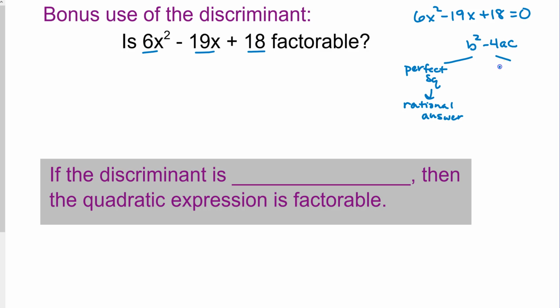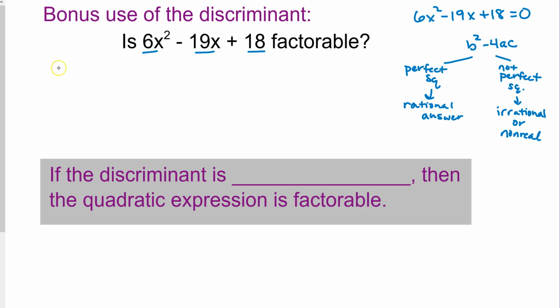Now, if it's not a perfect square, then that tells you it's not going to be factorable because you have some other radical like square root 11 or square root 31 or something, and that is irrational or non-real if it's a negative.